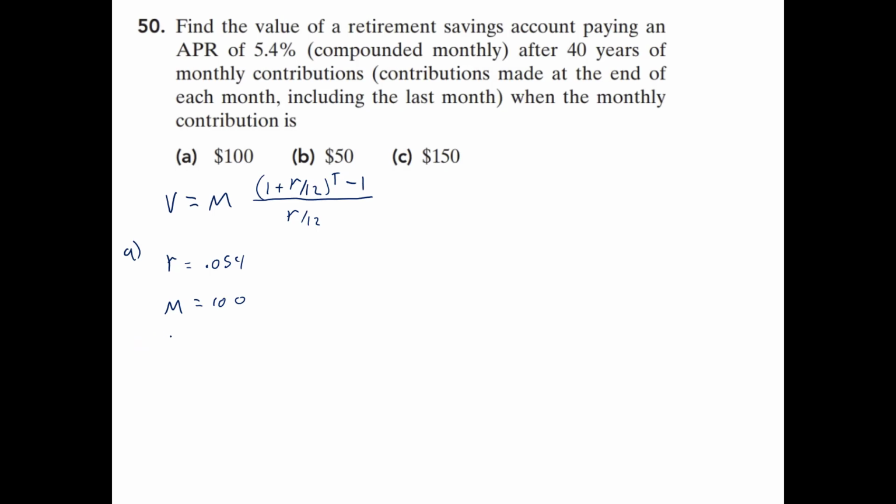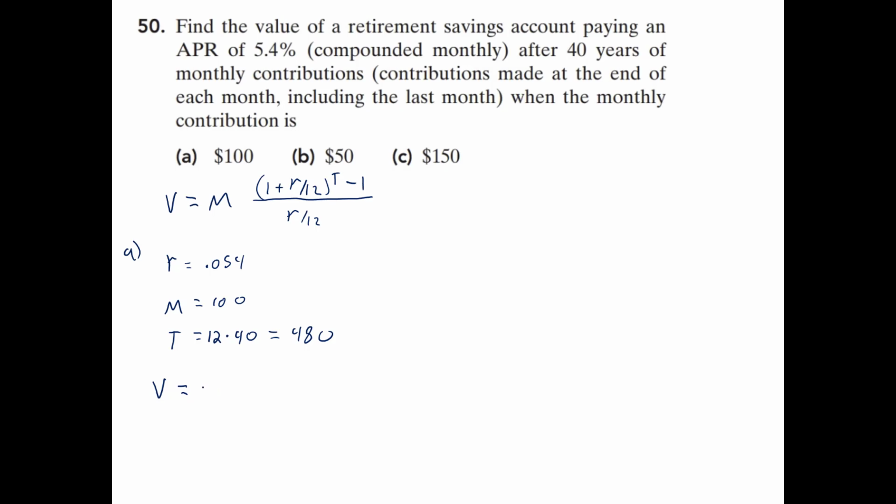And so then T, you're doing this for 40 years, but you're making 12 deposits every year. So then you get 12 times 40, 480. Go ahead and write that down for you. T is the number of deposits that you're making, or number of contributions. You're making 12 a year for 40 years. 4 times 12 is 48. And so you get 480. And so then you get that your V is what you're looking for.